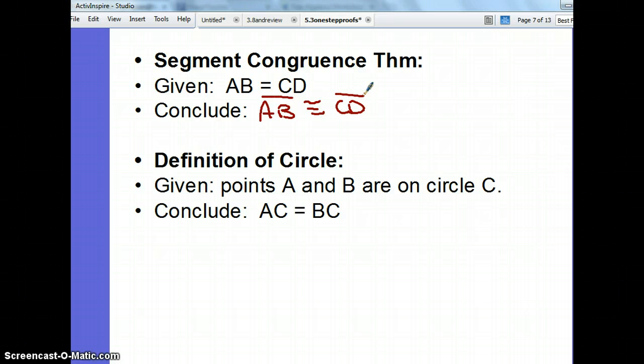Definition of circle, if we know they have a circle, then we can say that AC is equal to BC. C is the center of the circle. Sometimes we could also say that they're congruent. A lot of times that segment congruence theorem, you won't always use that.